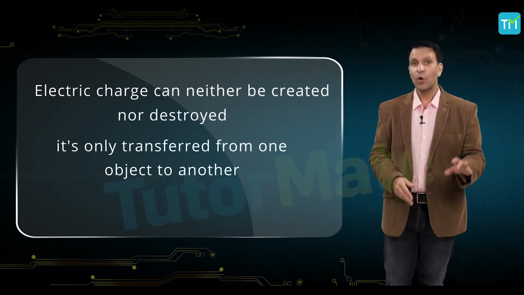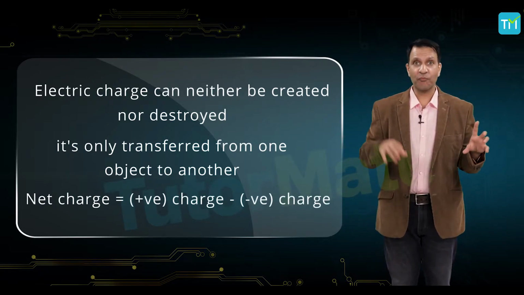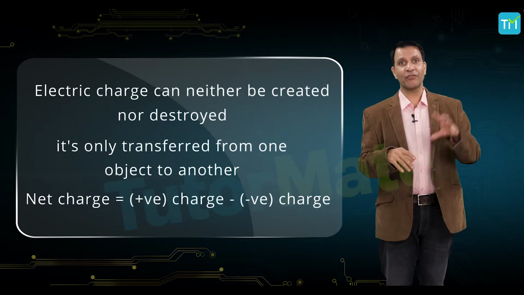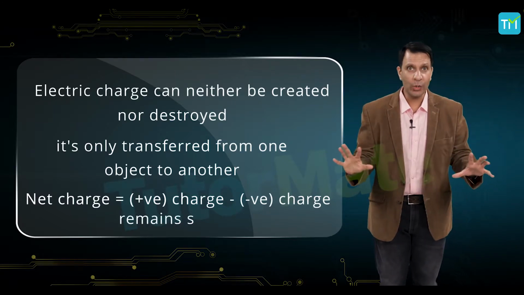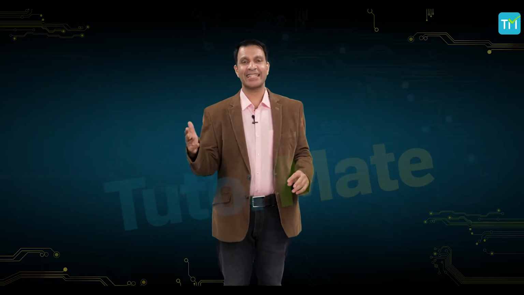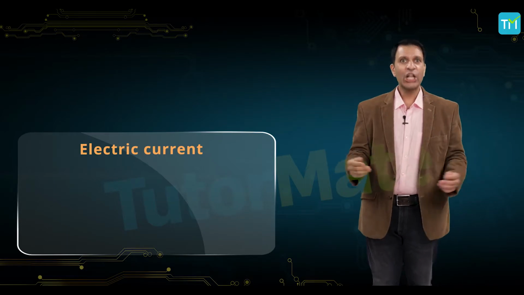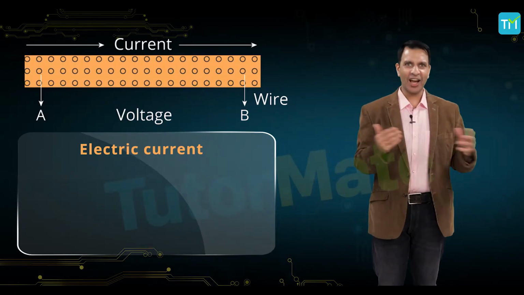Not really. What it means is that the net charge in the universe, that is the amount of positive charge minus the amount of negative charge, is always the same. So every time you create a negative charge, an equal positive charge is also automatically created. This means that although you can't create or destroy energy, you can create an electric current. And what is electric current? It is simply the flow of electric charge.